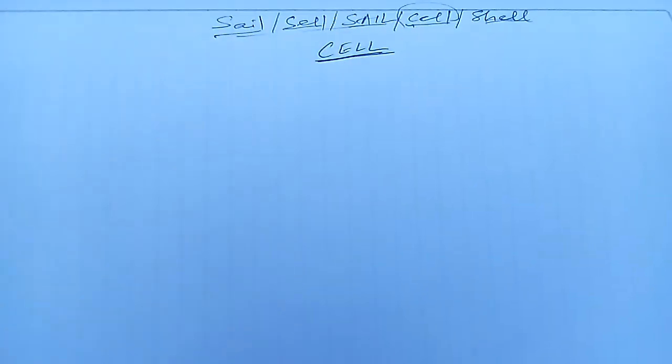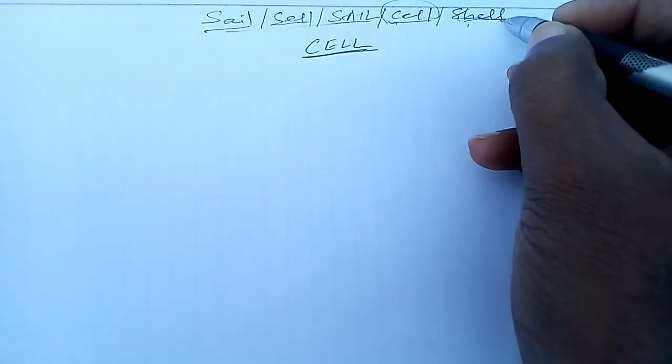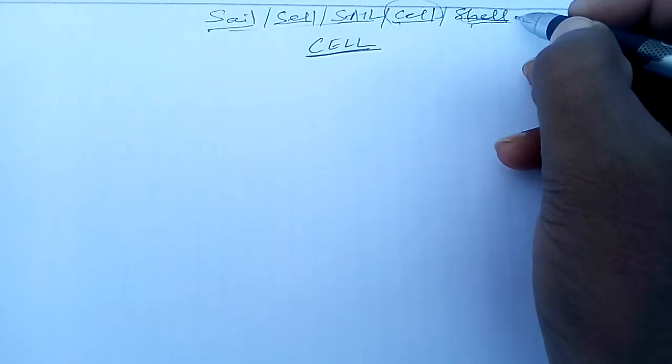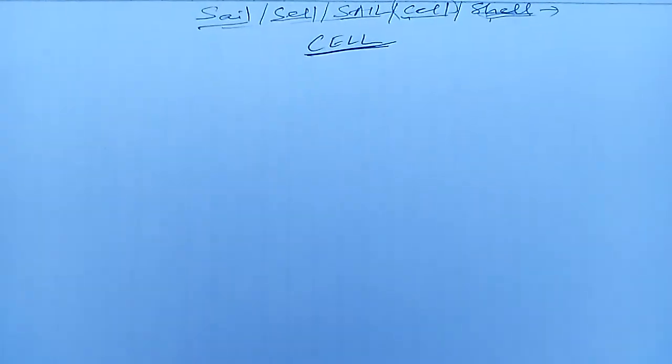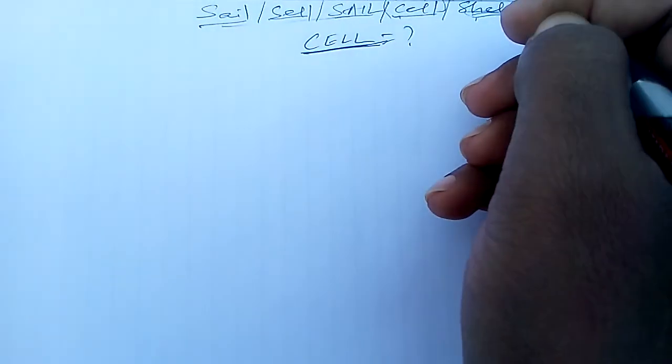This is the biological cell. Another biological cell is also there, SHELL cell. It is the outer layer of a mollusca, but our topic today is cell, CELL cell. So what is this cell we are going to discuss?